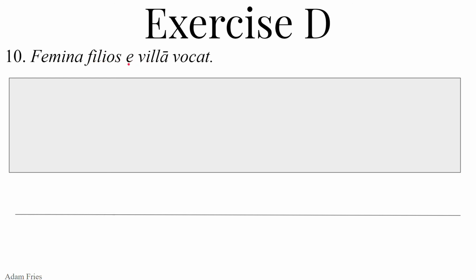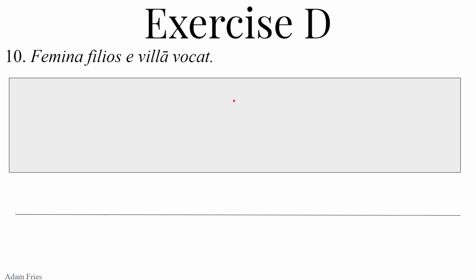E villa. E is a preposition, it goes before a noun. Ex is a prepositional phrase meaning out of or from, and takes the ablative to show separation, moving away from the villa, from the singular villa, ae, feminine, farmhouse. Vocat, voco, vocare, vocavi, vocatus, to call, third person singular to go with our third person singular nominative subject. The woman calls, the woman is calling the sons, you could say her sons, out of the farmhouse. She is calling them from the farmhouse.